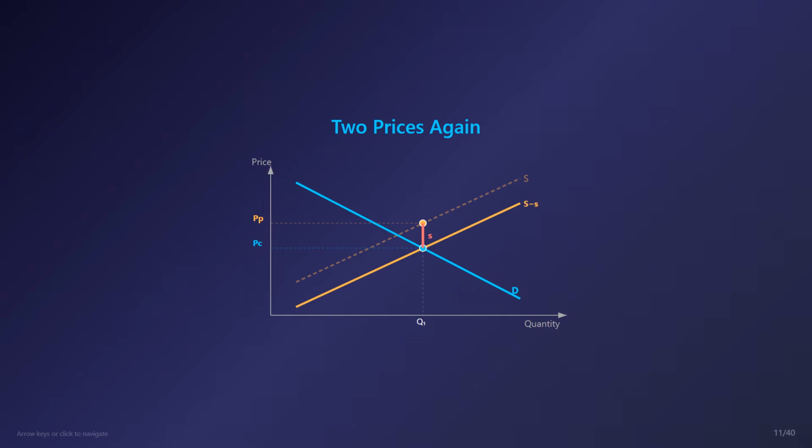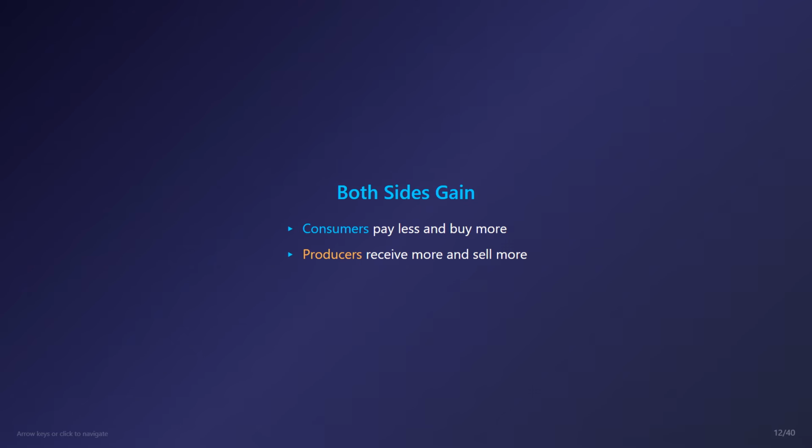Let's see both prices on the graph. At the new quantity, the consumer price PC sits lower on the demand curve. Above it, on the original supply curve, sits the producer price PP. The gap between them is the subsidy, S. And this time, both sides of the market gain. Consumers pay less and buy more. Producers receive more per unit and sell a larger quantity. Everyone in the market is better off.